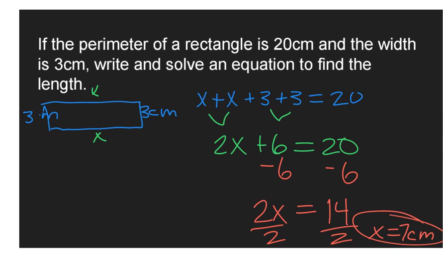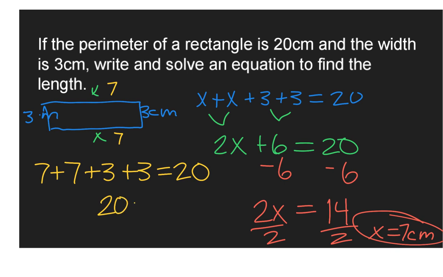Now let's just double check this. So I'm going to replace the x with 7, and let's just make sure that this works. So if I take 7 plus 7 plus 3 plus 3, I need to double check and make sure that that equals 20. So 7 plus 7 is 14, plus 3 is 17, plus 3 is 20. So therefore, all 4 sides added together equals 20. And so our variable has to equal 7 centimeters.